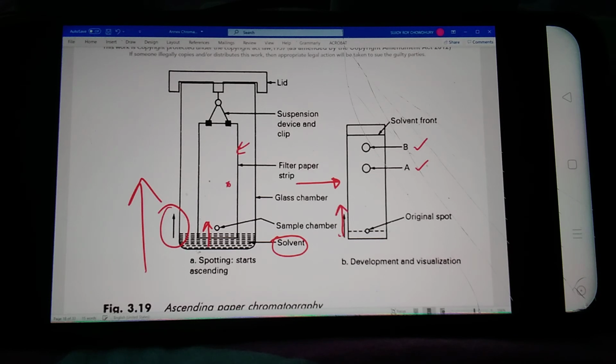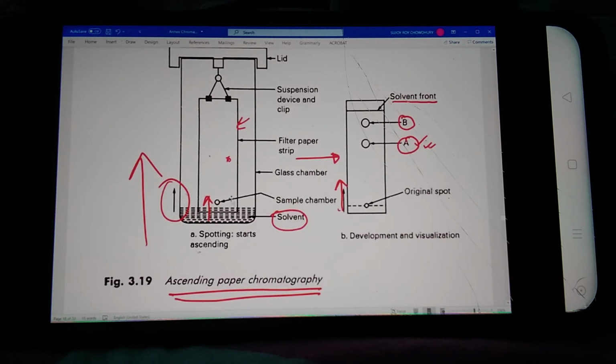So you can say that A is interacting more with the stationary phase and less with the mobile phase, and because B has gone up as the solvent has gone to this level, B is interacting more with the mobile phase and less with the stationary phase as compared to A. And this is called the development of the chromatogram.